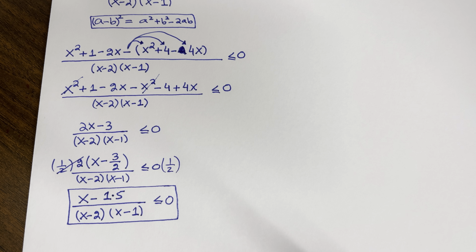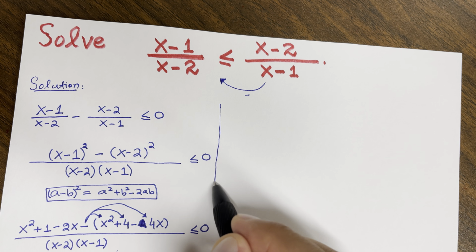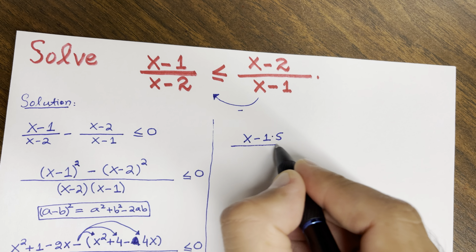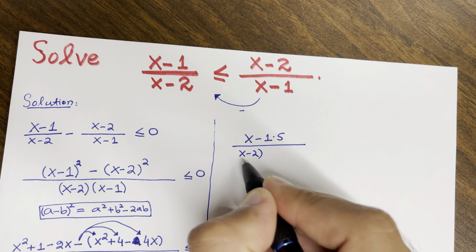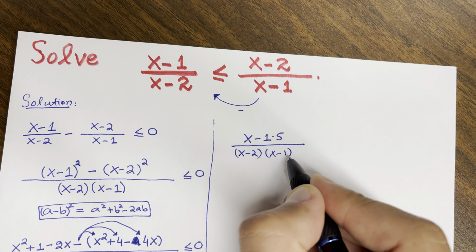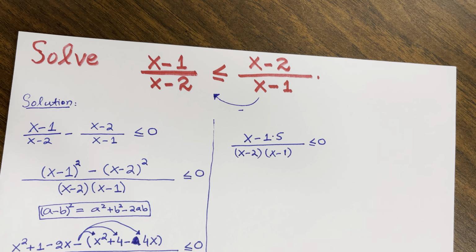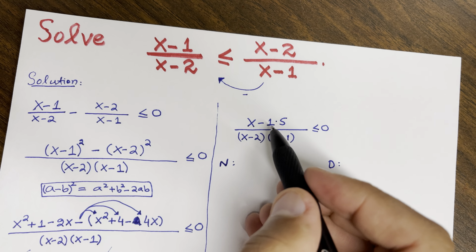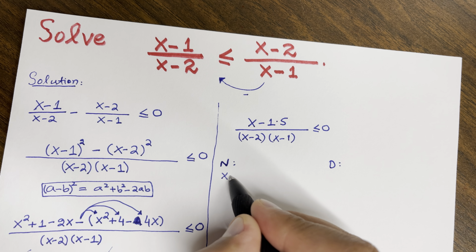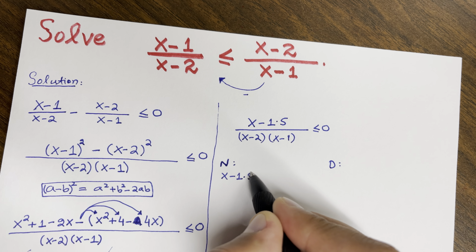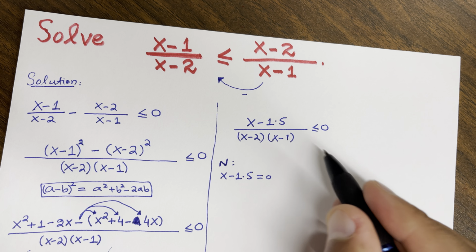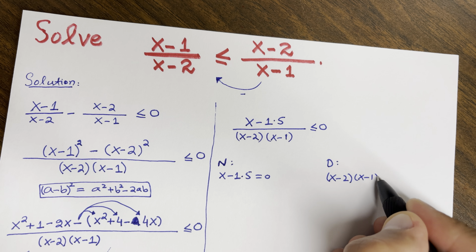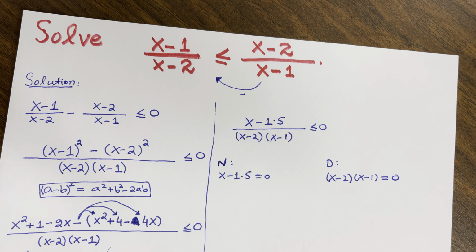Now we will solve this inequality. Okay, so let me rewrite the inequality we just got. So this was (x minus 1.5) divided by (x minus 2)(x minus 1), less than or equal to 0. Now we need to find the zeros of numerator and denominator. On the numerator we have x minus 1.5, set that equal to 0, and on the denominator we have the product of two terms, x minus 1 and x minus 2, set the product equal to 0.